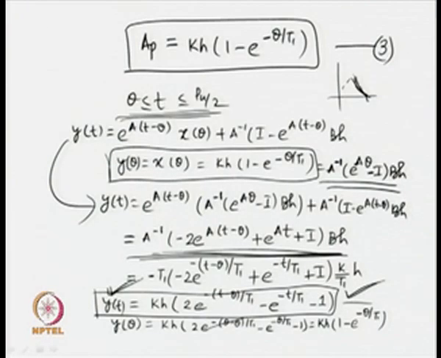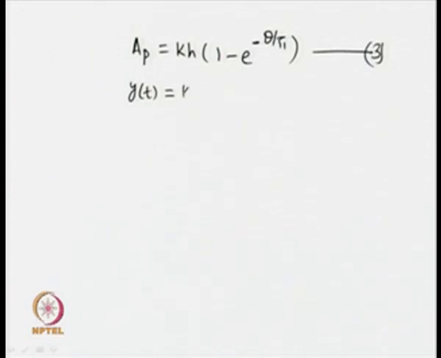Then finally, what we have obtained? We have obtained two analytical expressions. So, what are those two analytical expressions? A p is equal to K h times 1 minus e to the power minus theta by T1. So, this is equation 3, and furthermore, we have obtained an expression of the form y(t) is equal to K h times 2 e to the power minus (t minus theta) upon T1, minus e to the power minus t upon T1 minus 1. Let this be equation 4.